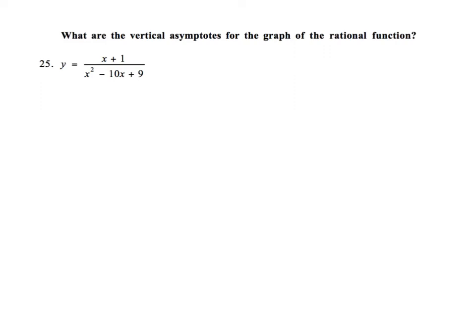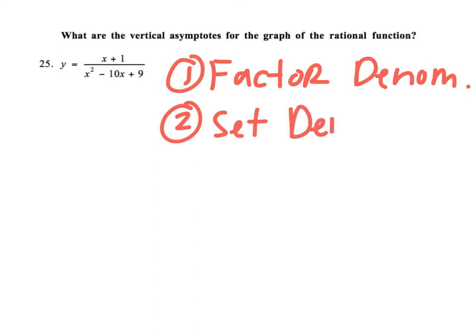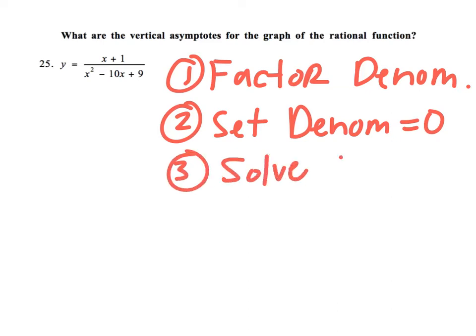To find your vertical asymptotes, you are going to do a couple things. The first thing you're going to do is factor the denominator. You want to factor the bottom. You are going to set the denominator equal to 0. And the last thing is you're going to solve for x. If you haven't already, put that on your final note sheet.